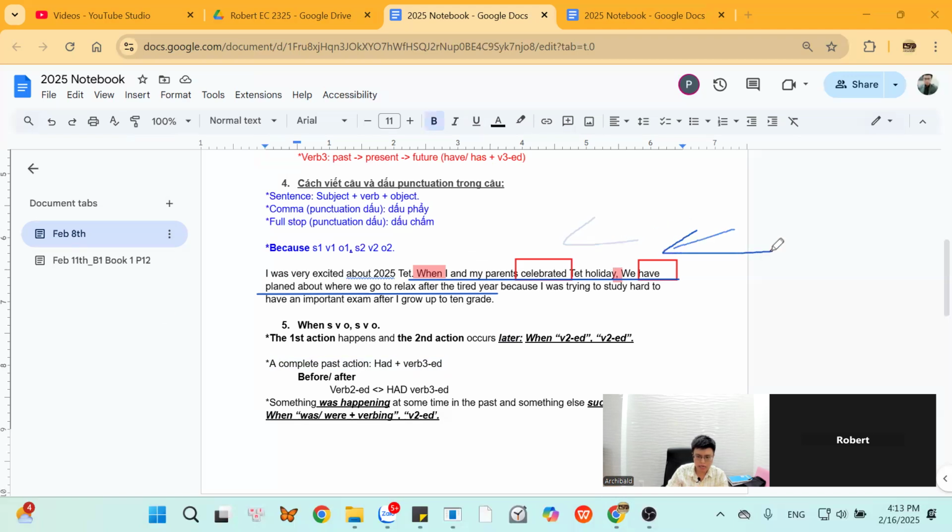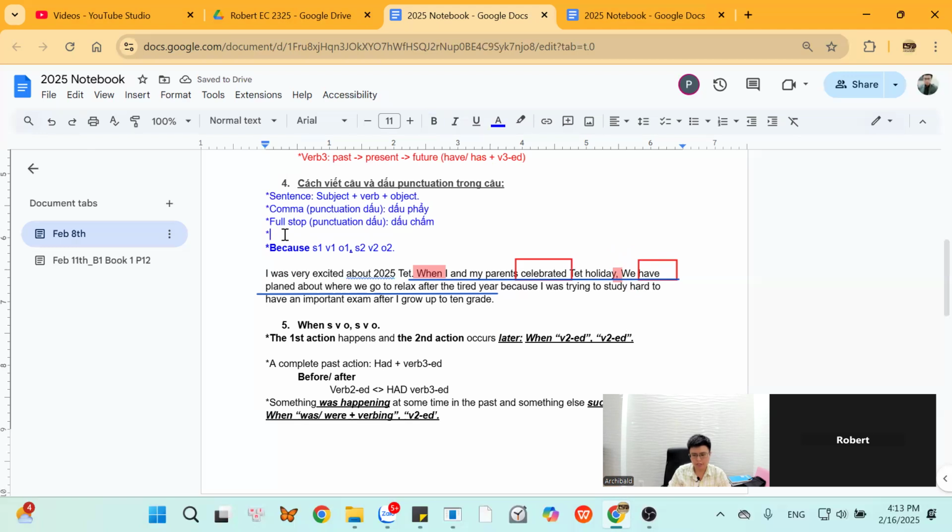Thì chúng tôi đã lên kế hoạch nơi để đi rồi. Here you use a comma, and then you write the letter W in capital. Can you write W in capital letter like this after a comma? No. No.